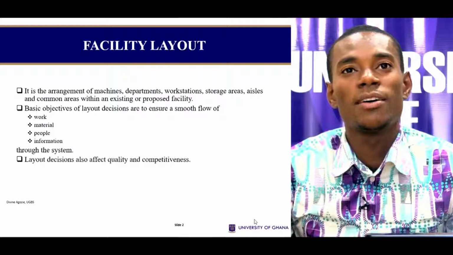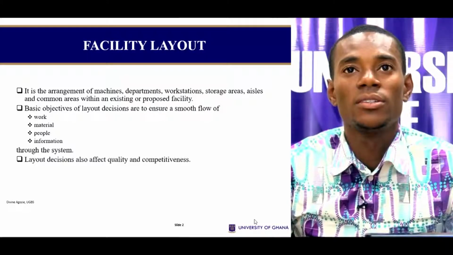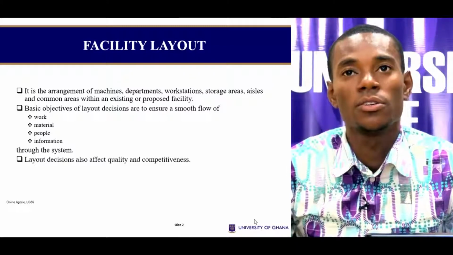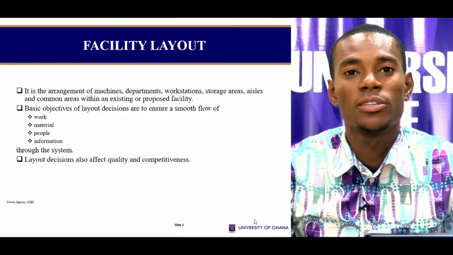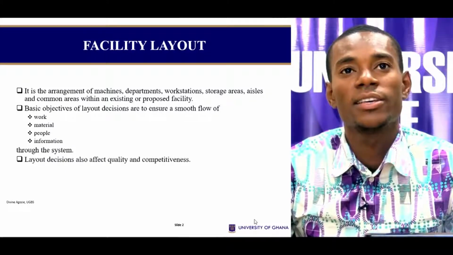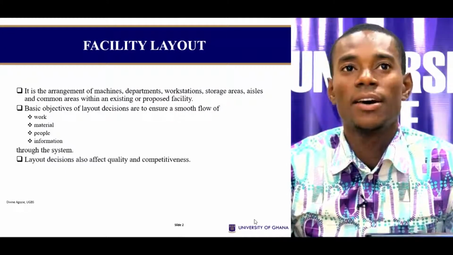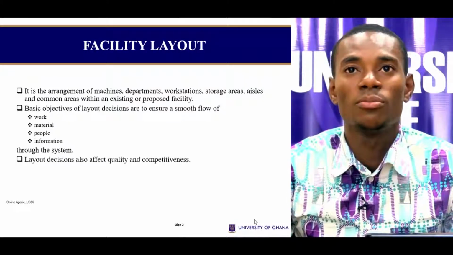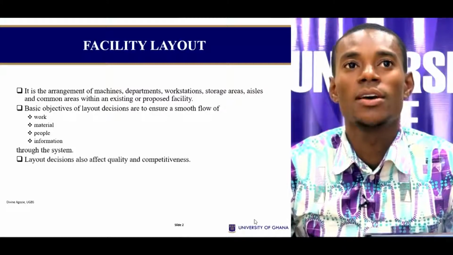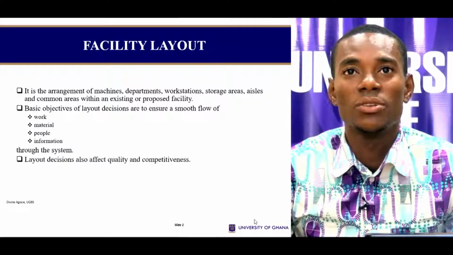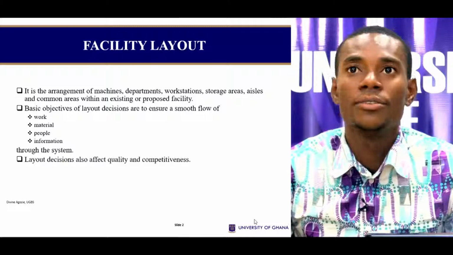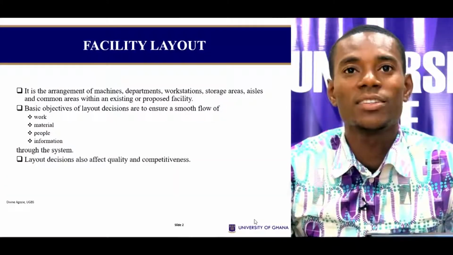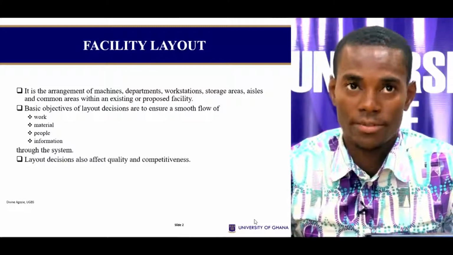One, we would want to have an efficient layout to ensure a smooth flow of work, and an efficient flow of material, people, and information. You would understand that these things are key to every production process. If we cannot have a smooth flow of work, there are always going to be issues of backtracking and people bumping into each other. You have issues of material handling, and all this will come at a cost to the organization. The organization would want to ensure that things flow in a certain fashion that enhances production.